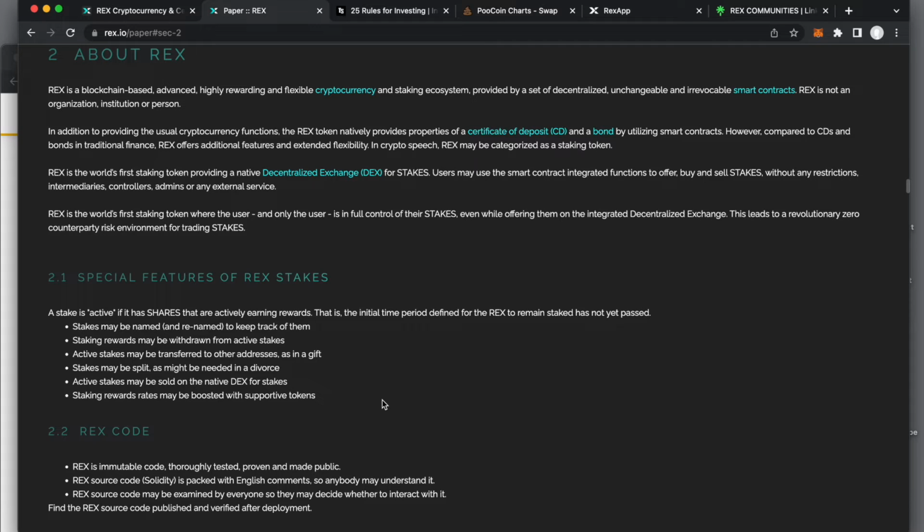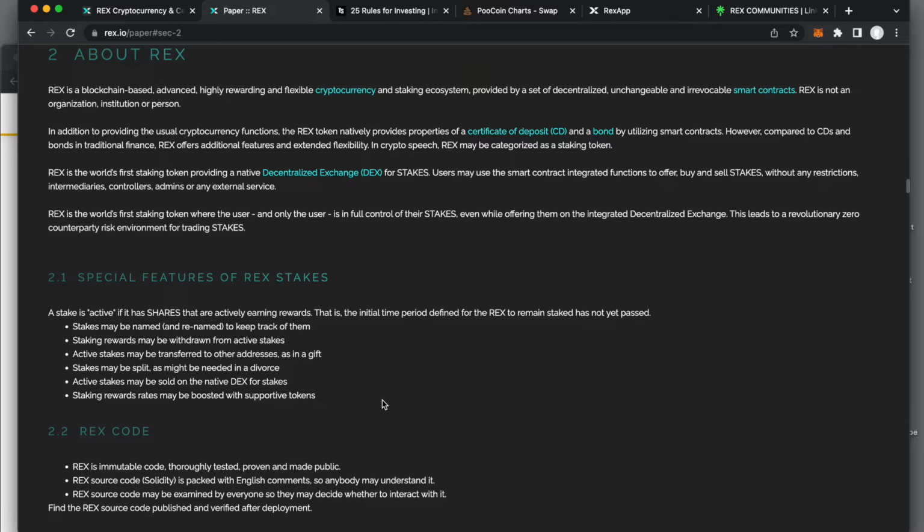Rex is the world's first staking token, providing a native decentralized exchange for stakes. Users may use the smart contract integrated functions to offer, buy, and sell stakes without any restrictions, intermediaries, controllers, admins, or any external service. Rex is the world's first staking token where the user, and only the user, is in full control of their stakes, even while offering them on the integrated decentralized exchange. This leads to a revolutionary zero counterparty risk environment for trading stakes.